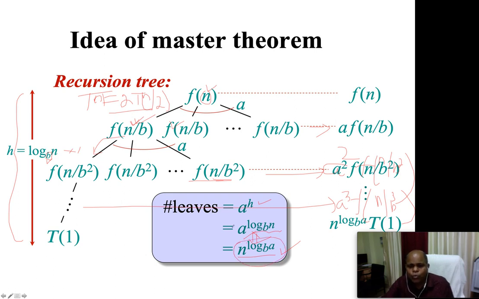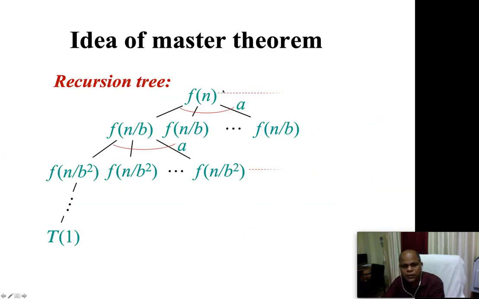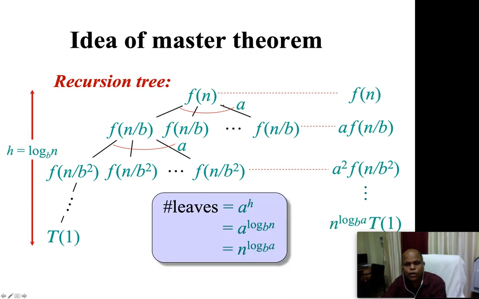Now, in order to apply the master theorem, we have to compare the f(n) value with the leaves value. That means which one is dominating: whether the order of growth of f(n) is bigger than the order of growth of the leaf nodes, or it is less than this, or they have equal order with multiplication of something. Depending on these three cases, the master theorem has three clauses.